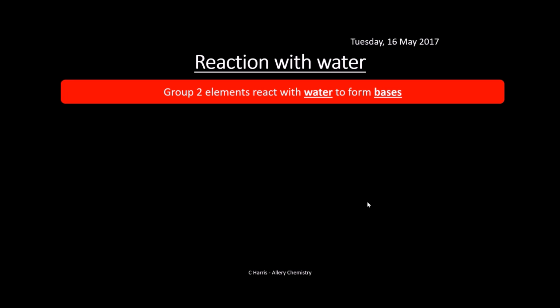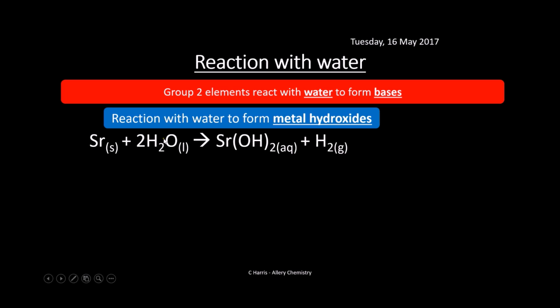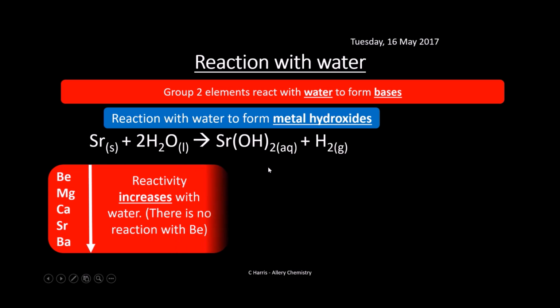All group 2 elements react with water to form bases. They're actually called alkaline earth metals, and the reason why is because they form alkaline solutions or bases. So they react with water to form metal hydroxides, and here's an example. This is strontium reacting with water, forming strontium hydroxide. Notice the brackets with the 2 means we need 2 lots of OH per strontium atom. And hydrogen gas is produced.